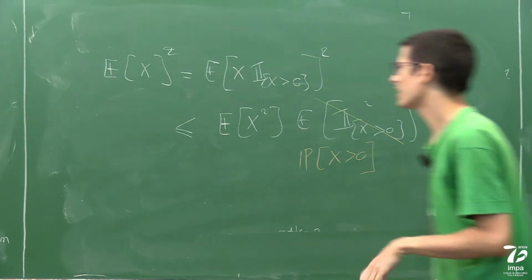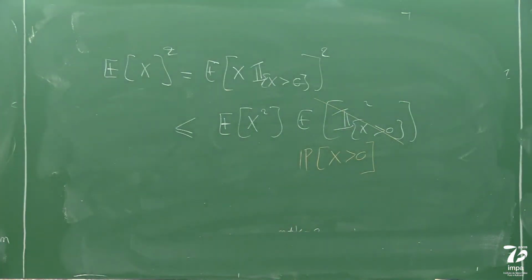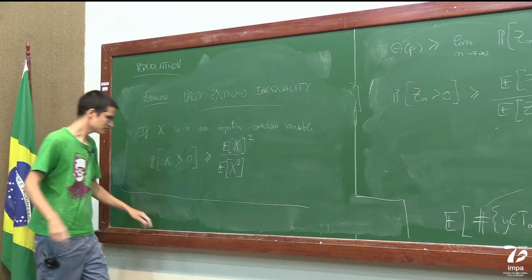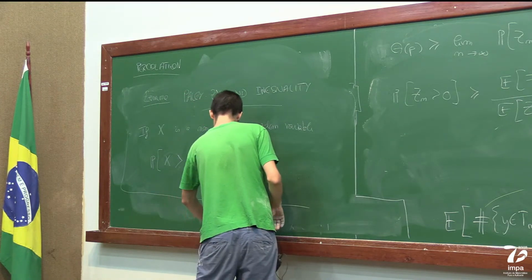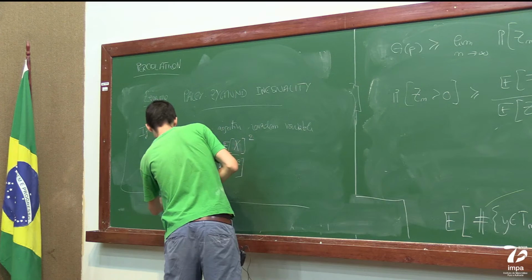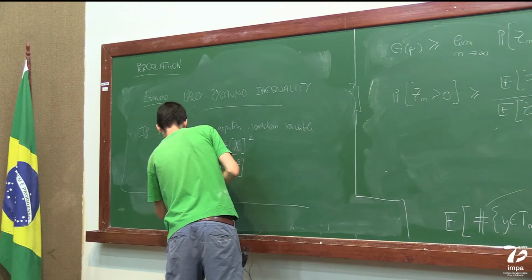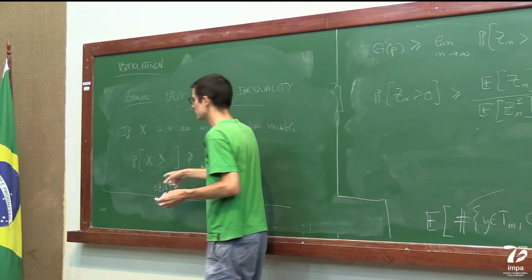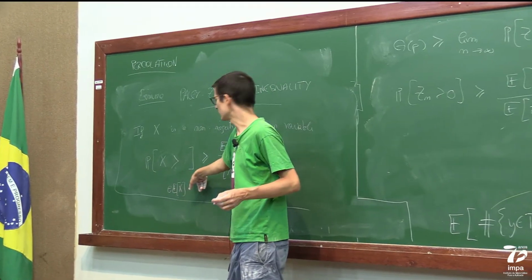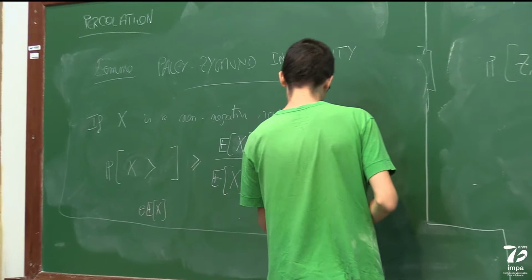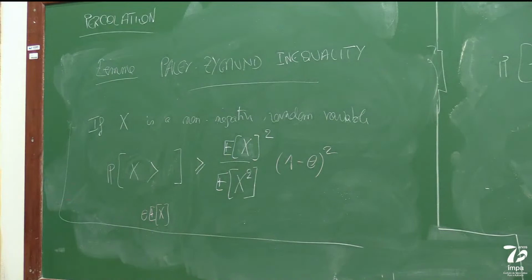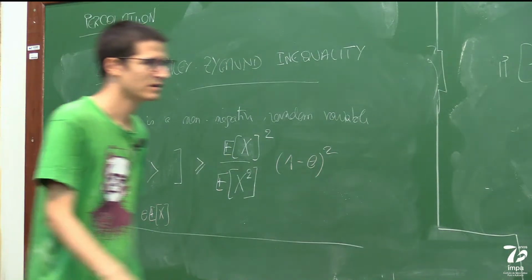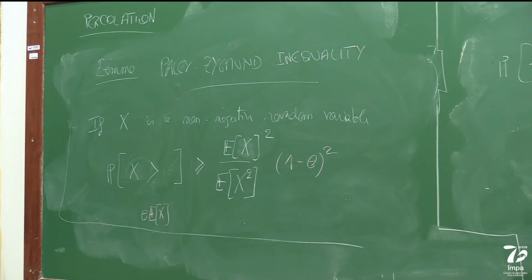Actually, you can look at it on Google. Using this, you can even show that with positive probability, x is larger than a small constant times its expectation. I think if you have this, then you have to put 1 minus theta squared here. But for us, being positive is what we want. And the proof is still one line.